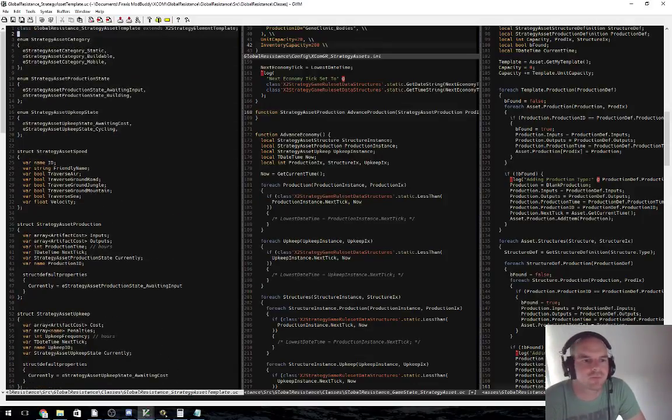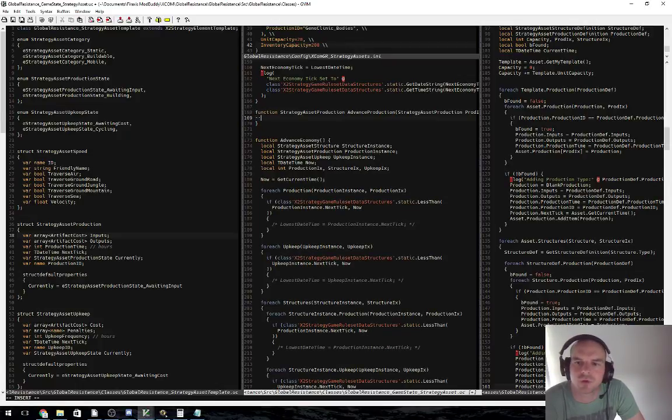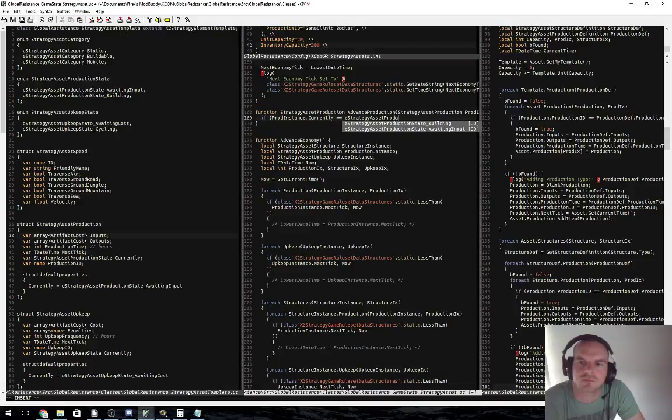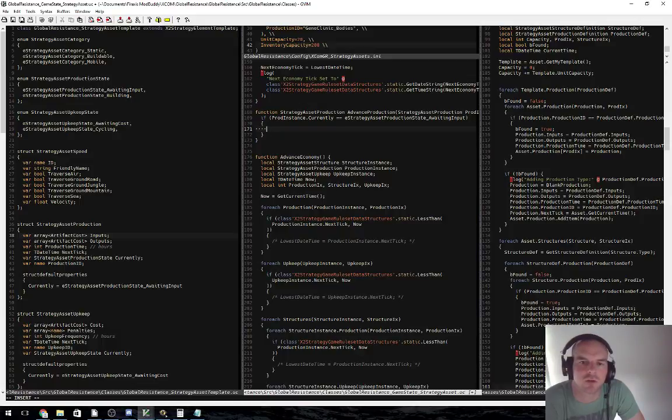Alright, so we take strategy asset production. We won't worry about inputs and outputs yet. It'll be more or less like if prod instance dot currently equals the. So we've already verified that it's strategy asset production state awaiting input, which is the default. So that means we're going to consume resources for input if possible.